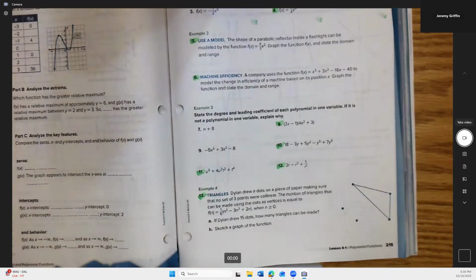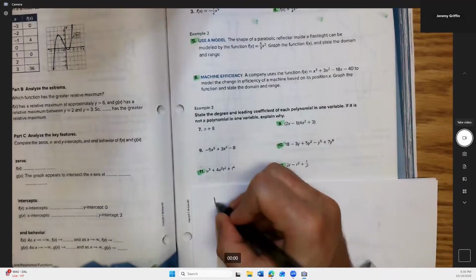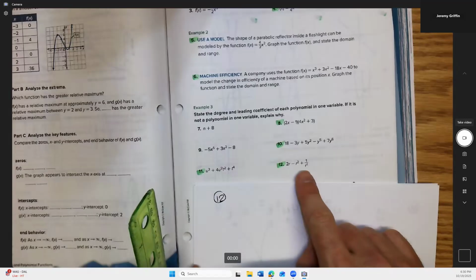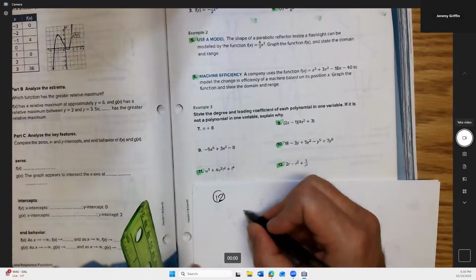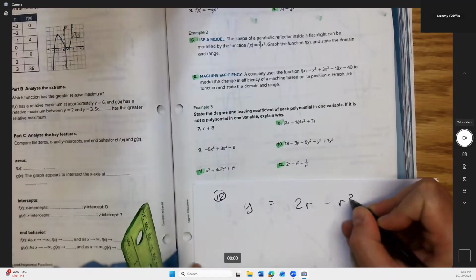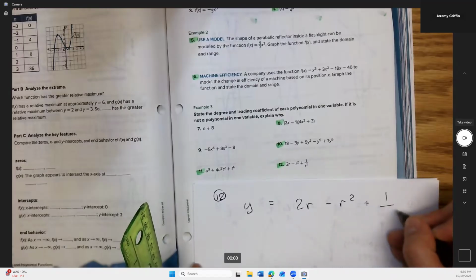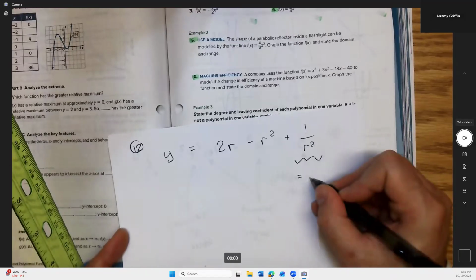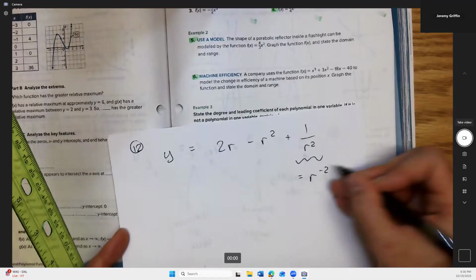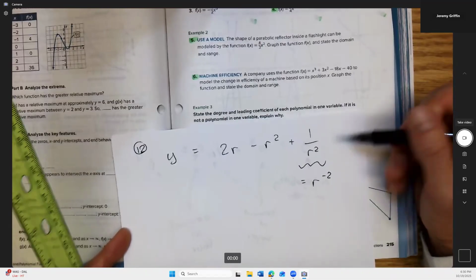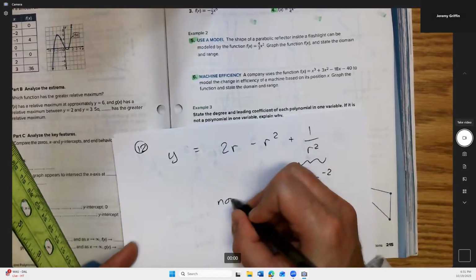Done. Next. And number 12. Okay, now this is one variable, but this one does look different. Here, so I'll say y equals 2r minus r squared plus 1 over r squared. Well, this right here, 1 over r squared is the same thing as r to the negative 2. Now, whether you have fractions or negative powers, which are the same thing, this would make it not a polynomial.